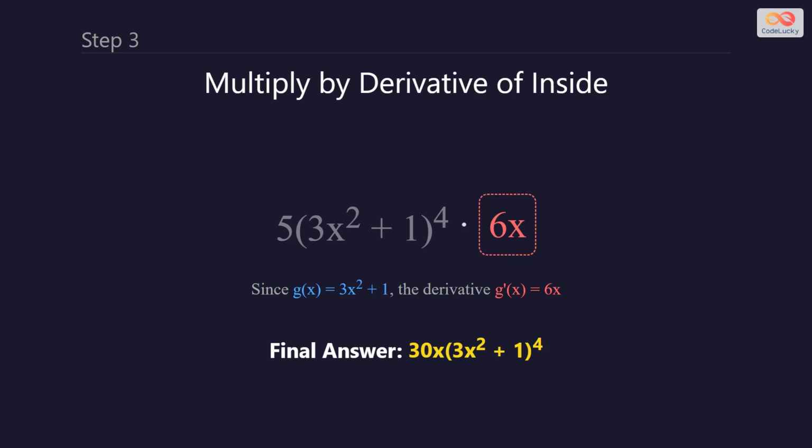Step 3 is the chain rule step. We must multiply by the derivative of the inside. The derivative of 3x squared plus 1 is 6x, so we multiply our previous result by 6x. When we clean this up, 5 times 6x gives us 30x. Our final answer is 30x times the quantity 3x squared plus 1 to the 4th power.